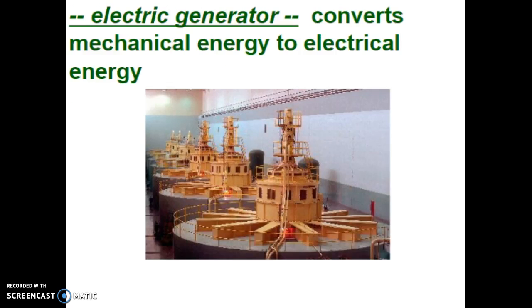An electric generator converts mechanical energy to electrical energy. So what we do with electrical generators is the coal burning process moves that turbine to generate that mechanical energy to produce electrical energy, and it's dispersed from generator stations.